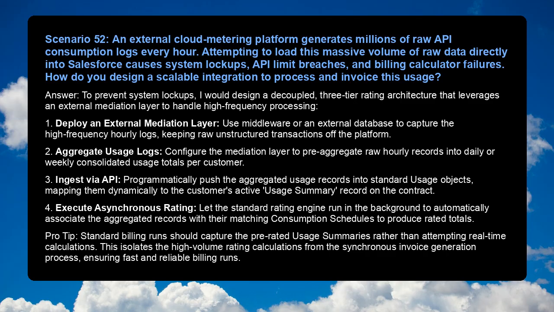3. Ingest via API. Programmatically push the aggregated usage records into standard usage objects, mapping them dynamically to the customer's active usage summary record on the contract. 4. Execute asynchronous rating. Let the standard rating engine run in the background to automatically associate the aggregated records with their matching consumption schedules to produce rated totals.